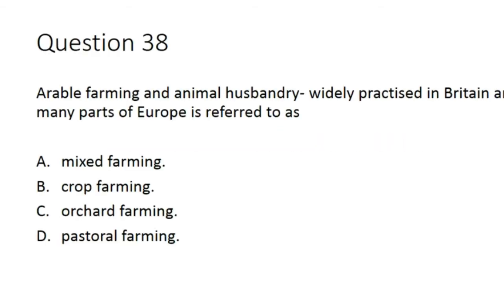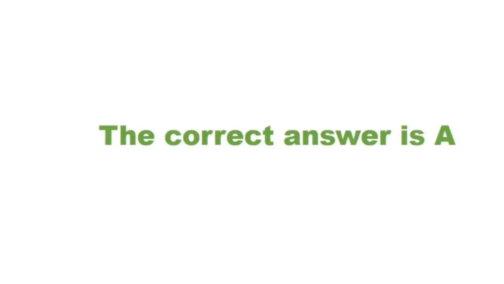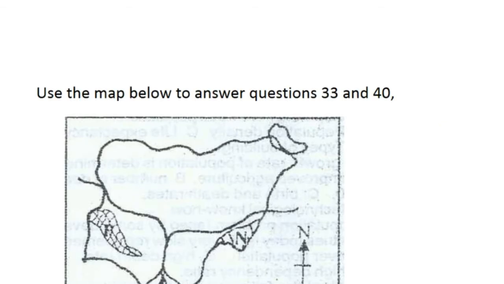38. Arable farming and animal husbandry, widely practiced in Britain and many parts of Europe, is referred to as A. Mixed farming, B. Crop farming, C. Orchard farming, D. Pastoral farming. The correct option is A. Mixed farming. Use the map below to answer questions 39 and 40.